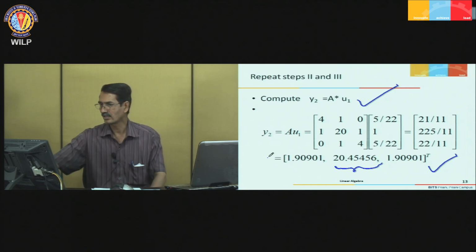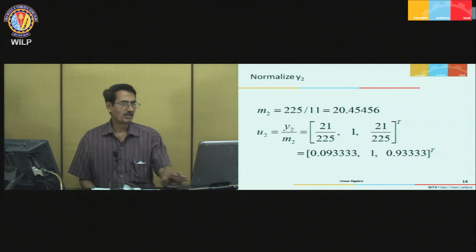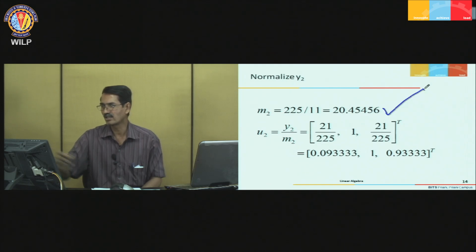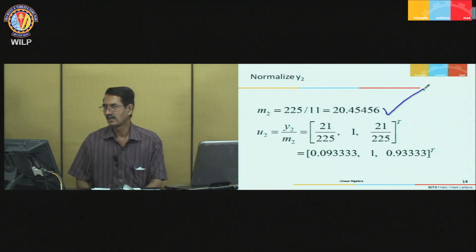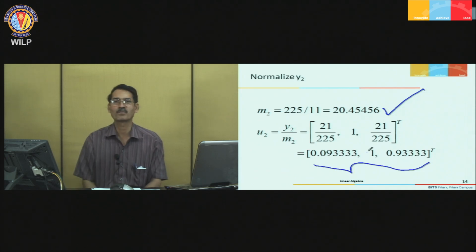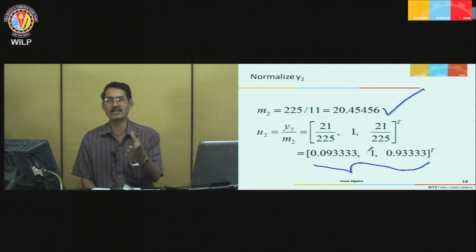So, let us normalize y2. Look here, m2 is this element, that is 20.45456. This is our normalizing factor. Normalize y2, so u2 will be y2 by m2. You are going to get here 0.0933331 and this quantity. Again here the largest quantity is 1, therefore again it is in normal form. Very simple process.